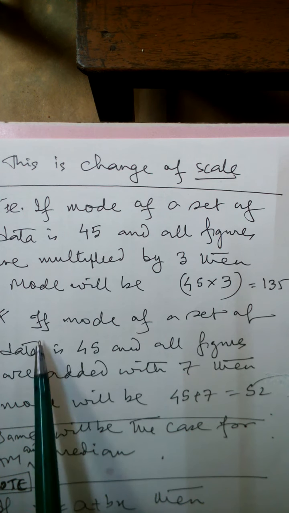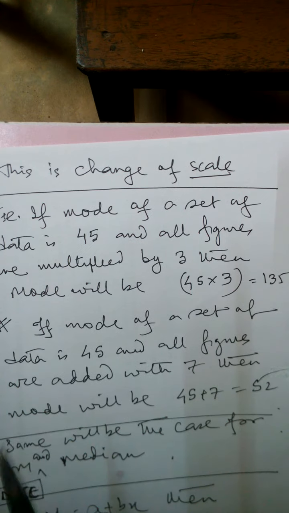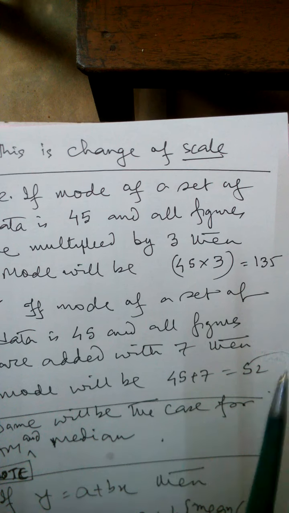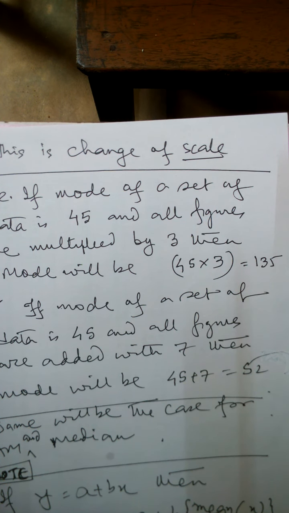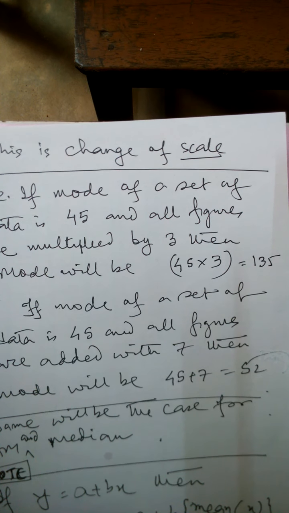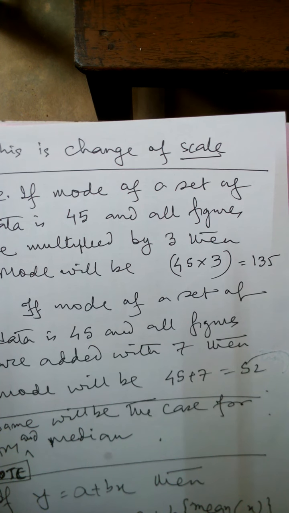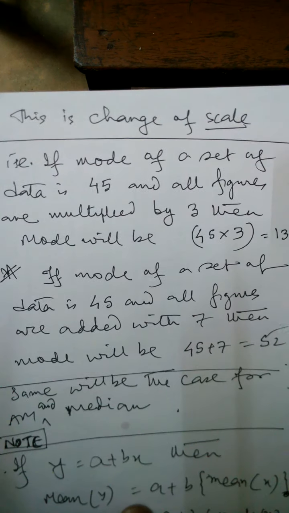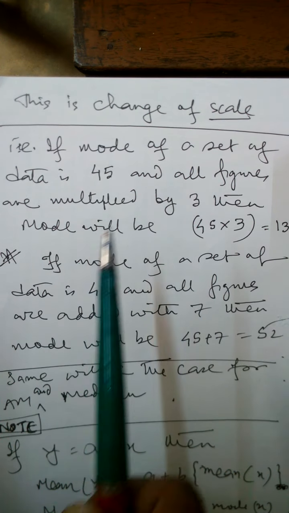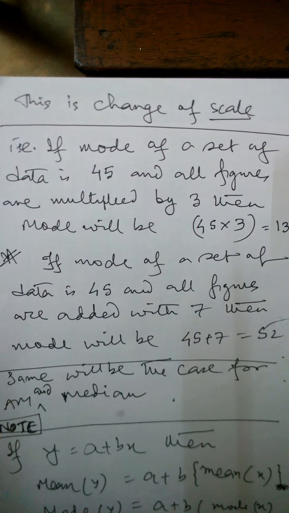Now if the mode of a set of data is 45 and all the figures are added with the same number 7, then the mode will be 45 plus 7, that is 52. This is origin change. So origin change means if the values are added, then the mean, median and mode will be added accordingly. And scale change means if all the values are multiplied, then the mean, median and mode will be multiplied accordingly. Now the concept is applicable for mean, median and mode, all three. I have given the example with mode, but it can be done with median and mean also.